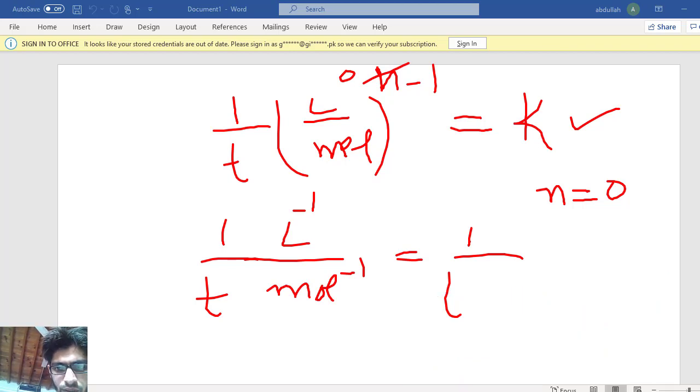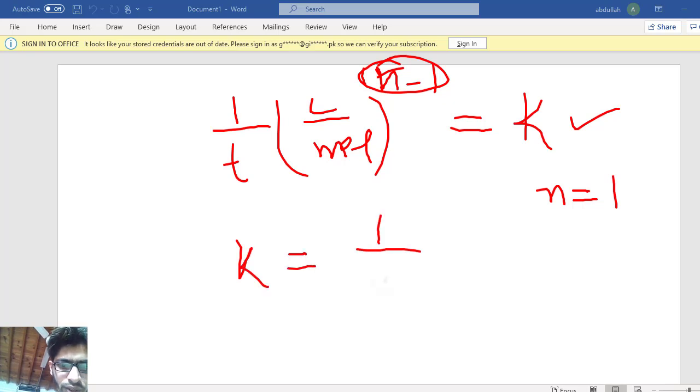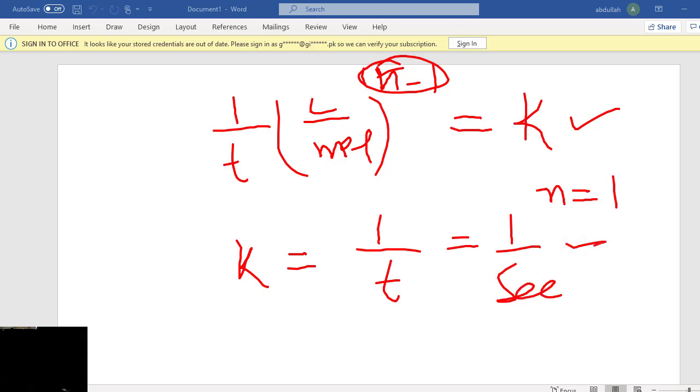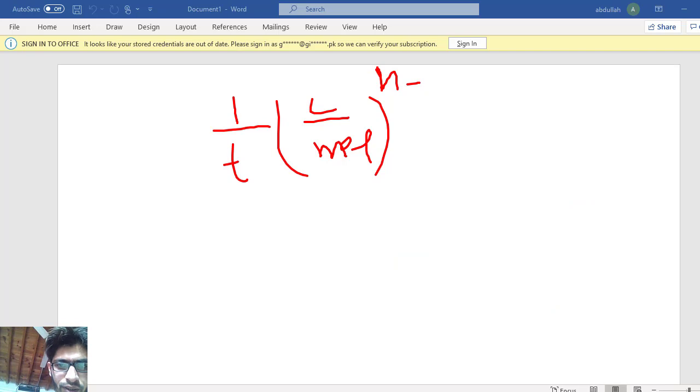Similarly for the first order reaction, when n is equal to 1, this term will become 0, and anything to the power 0 is equal to 1. So the rate constant will be equal to 1 over time, or 1 over second, or 1 over minute, or something. So this is the unit of rate constant.